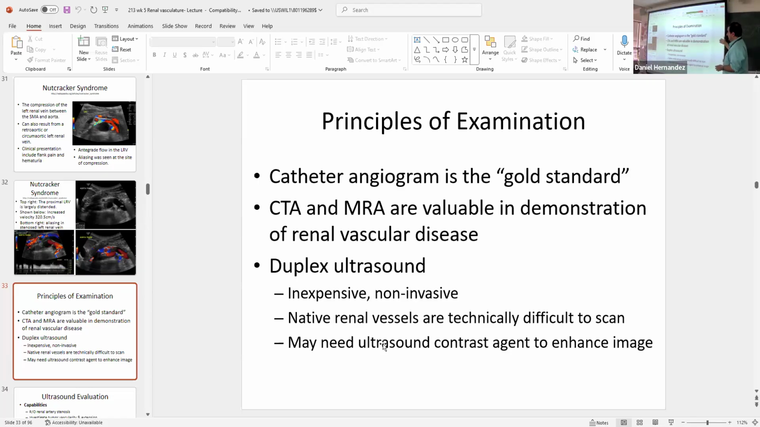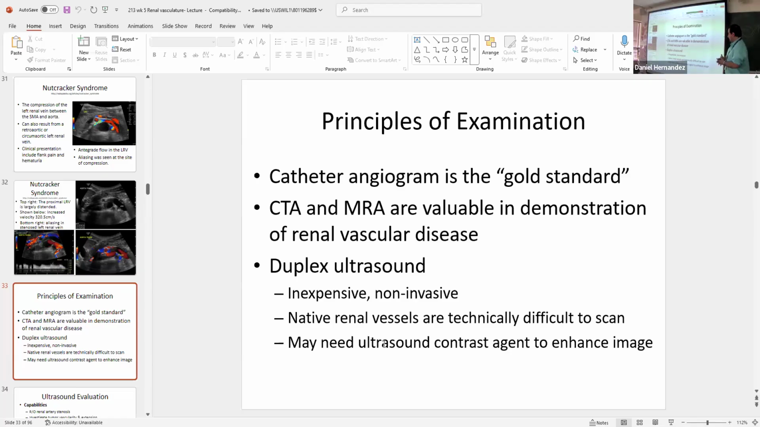But the thing to consider is these exams, both angiogram and CTA, require the use of contrast. We're looking at the kidneys. There's a reason why we're looking at the kidneys, probably because they have kidney disease. So oftentimes they're not candidates for this because we could further damage the kidneys, because those contrast agents are nephrotoxic. So we have to go to the ultrasound.